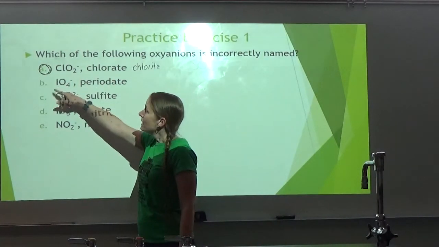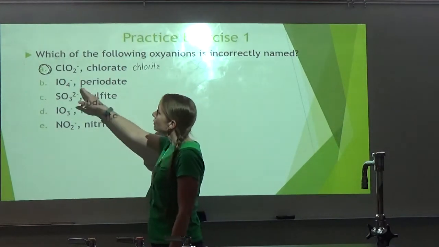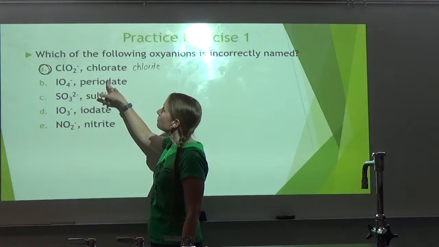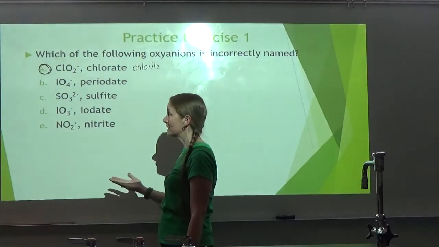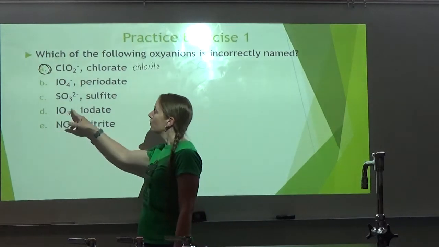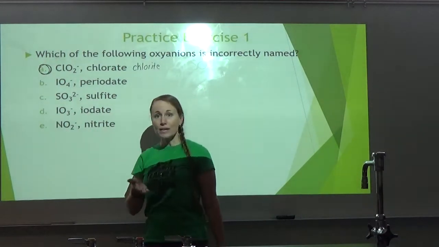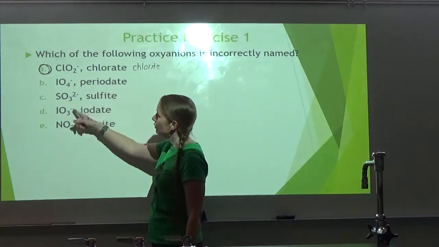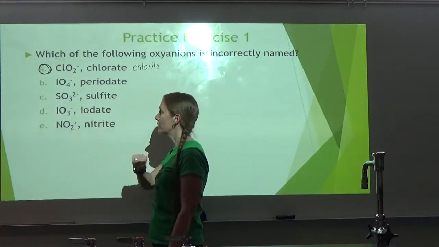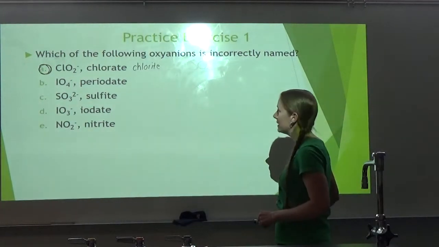ClO4 negative is perchlorate, so IO4 negative is periodate. Does that make sense? SO3 2- is sulfite. IO3 negative is iodate. Well, ClO3 negative is chlorate, so chlorate would go with this if it started with chlorine. And then NO2 negative is nitrite. So our answer for that would be A.